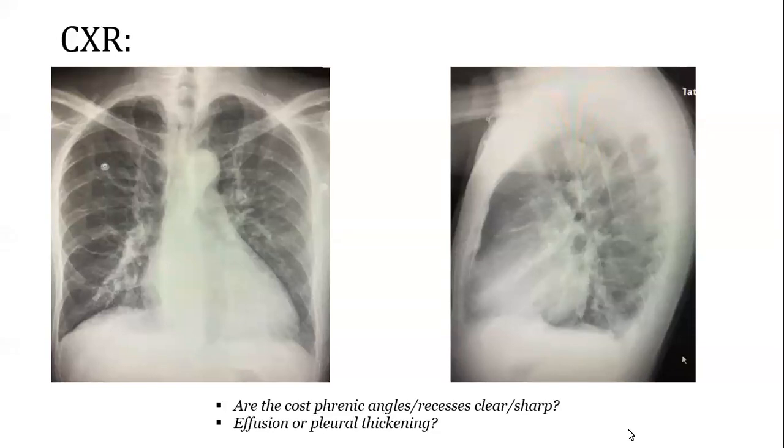So the question is, are the costophrenic angles or the recesses clear? Are they sharp? This depends on what you're seeing. Some will pass it normal, some will say no. Depending on your experience, the eye sees what it knows. So is there pleural effusion or pleural thickening in this chest X-ray? Depending on what you're seeing or what you can interpret out of this, that's up to you. But let's see what goes on.